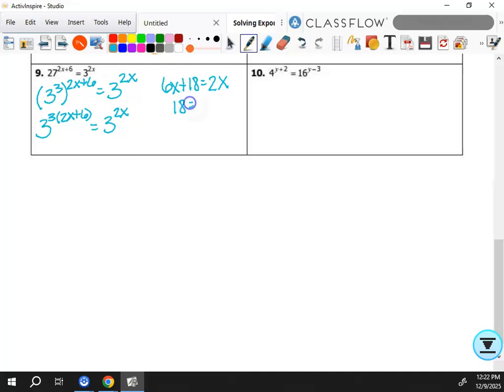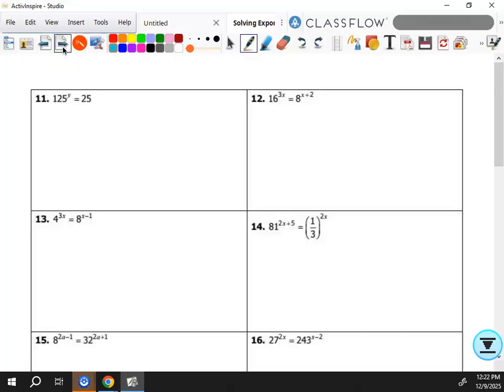So 18 equals negative 4x. 18 divided by negative 4 equals x. So what does x equal? Negative 9 over 2. All right. Any questions at all? Okay. Shouldn't be brand new, so it's just probably been a minute since you did it. We're going to go to number 12.